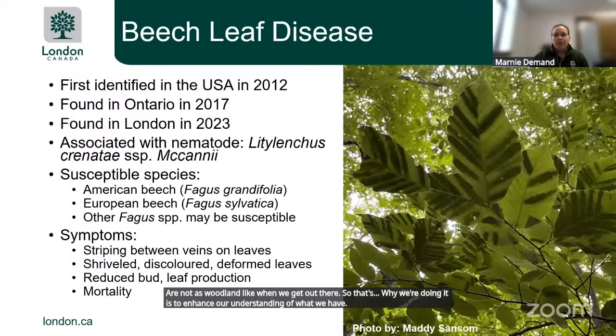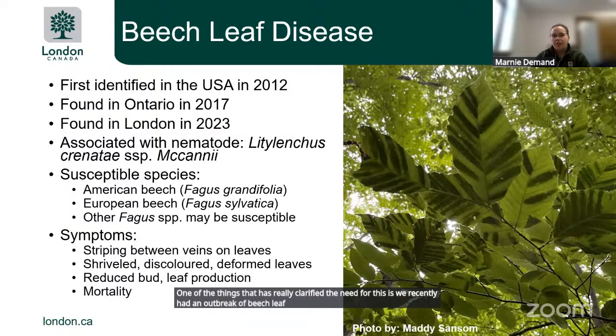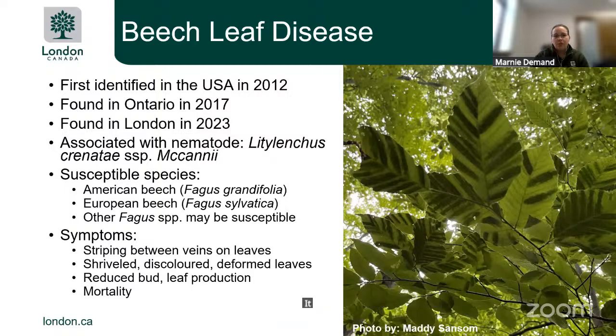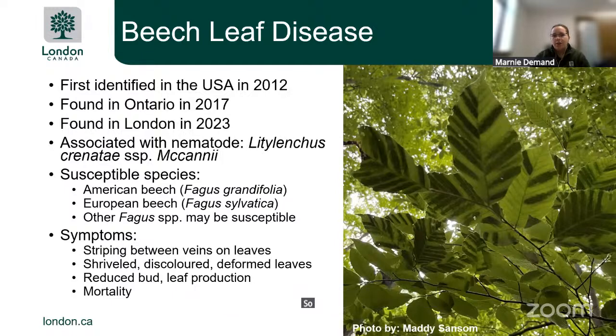One of the things that has really clarified the need for this is we recently had an outbreak of beech leaf disease in the City of London. It was found first in 2023, and it's believed to be caused by a nematode. I'm not sure if everyone's aware of it currently, but the most characteristic symptom of it is this striping of the leaves between the veins. So that was detected first in London in 2023. It's new to North America.